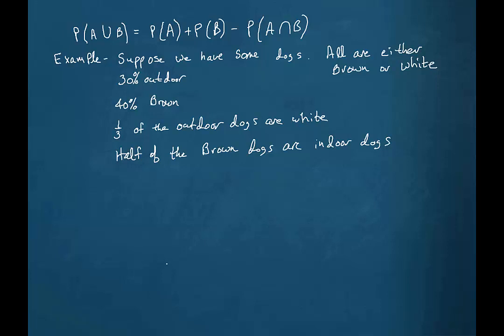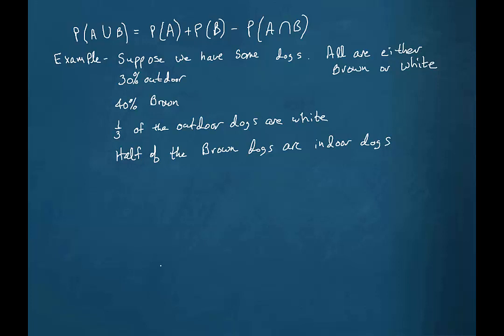Let's do another example using the addition rule. Let's suppose that we have some dogs and all are either brown or white. 30% of the dogs are outdoor dogs, 40% are brown, 1/3 of the outdoor dogs are white, and half of the brown dogs are indoor dogs. Now, we're not told how many dogs there are altogether.